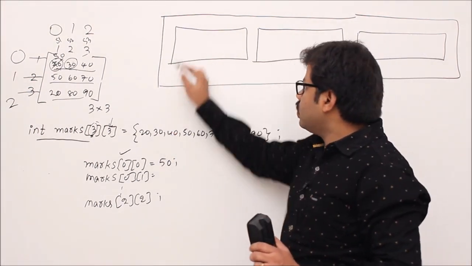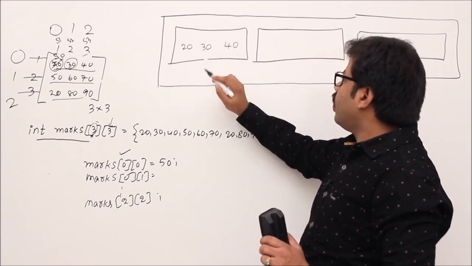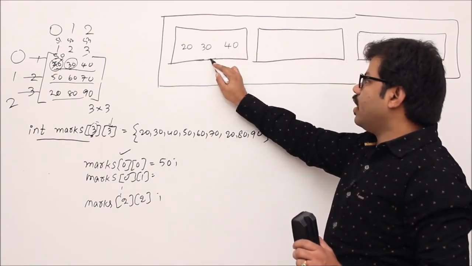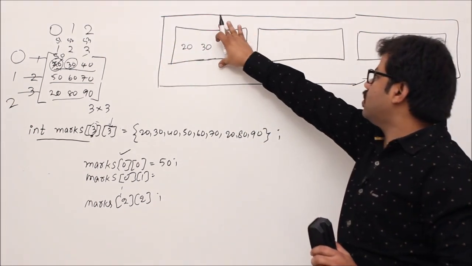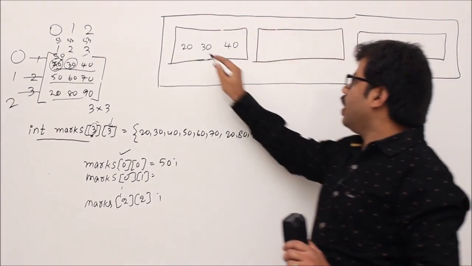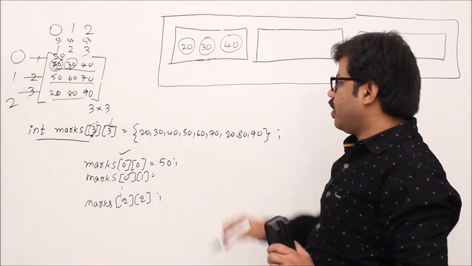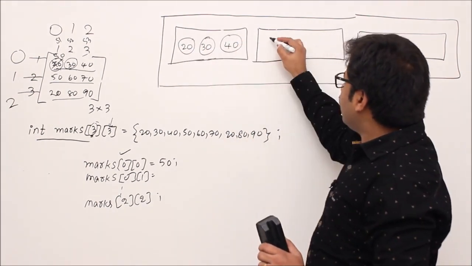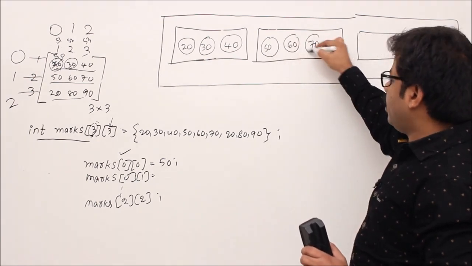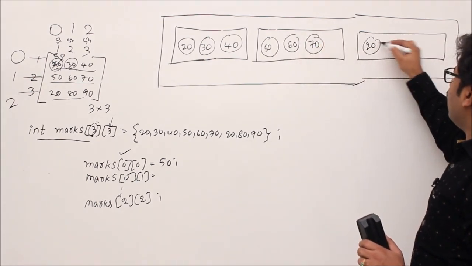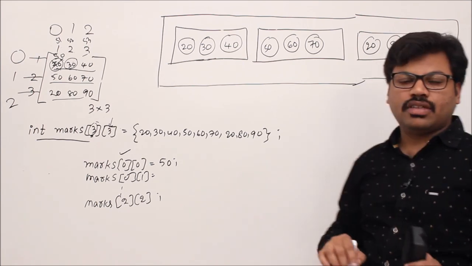Now this is 20, this is 30, this is 40. So what is this one? This is a one-dimensional array. This entire thing is a two-dimensional array, and all these things are one-dimensional arrays. In a one-dimensional array, actual integers you can see, correct? 20, 30, 40. Next, in the second array, 50, 60, 70, and here you can see 20, 80, 90.